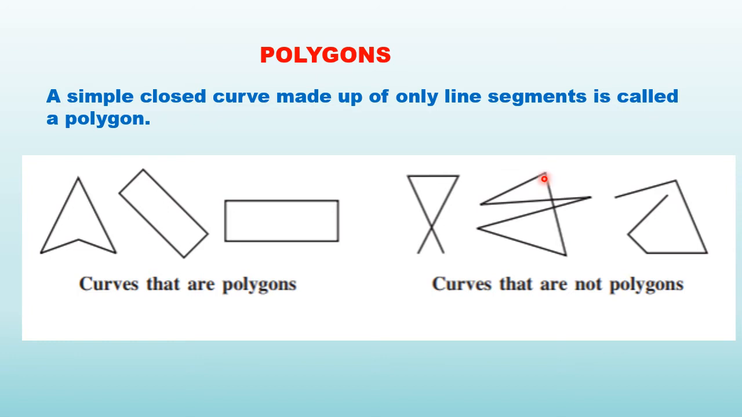This is not simple. Why? Because one of the lines is crossing the other two lines. See, these two lines are crossing this line. Hence, if there is crossing, then it is not simple. Here also the same case. It is crossing, therefore it is not simple. It is also not closed because the ends are open.